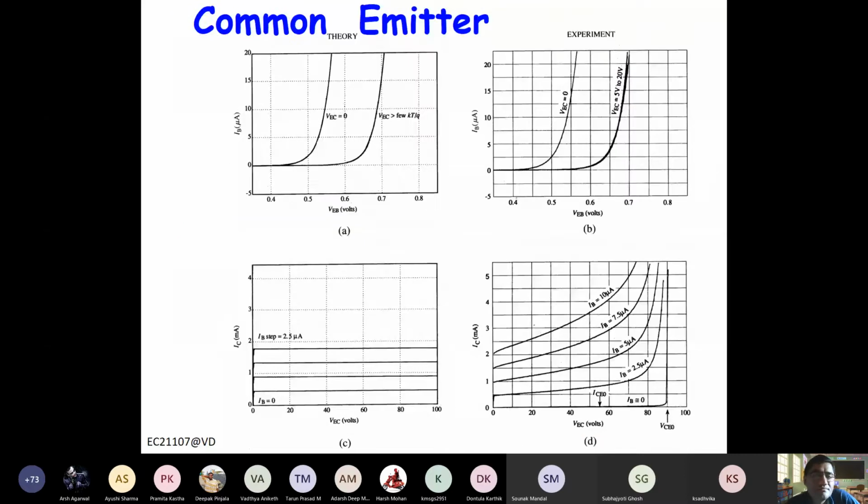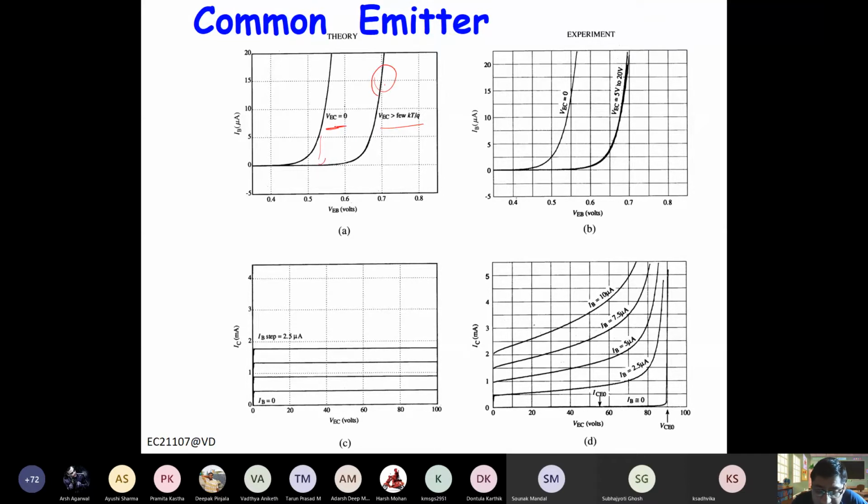Now in common emitter, you can see a notable difference when base collector junction is zero biased, in equilibrium, right? No voltage is applied. Some base current will flow. When base collector junction is reverse biased, it gets shifted basically, right? So that means your base current is reduced, correct? Now this is happening because this curve is for normal operation.